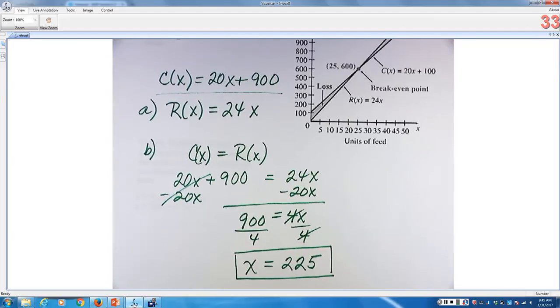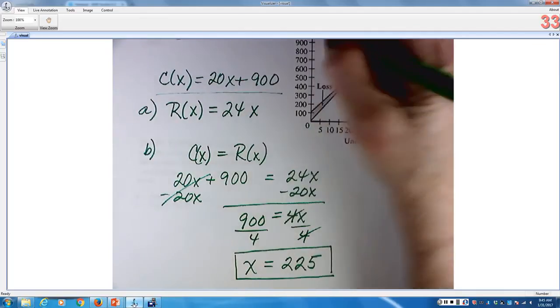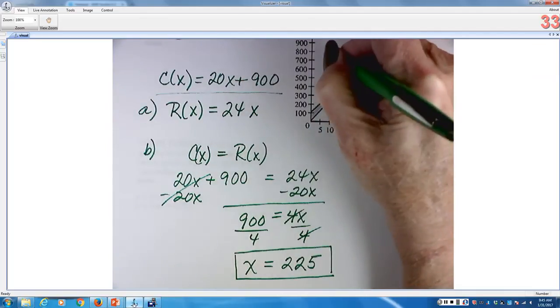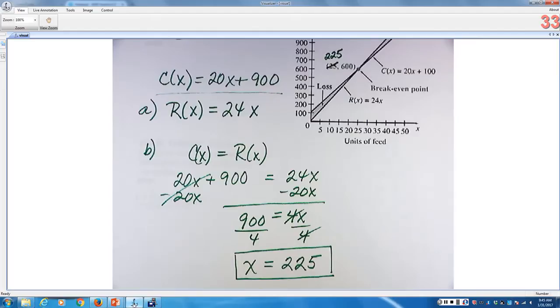Okay? Now I think there's a typo, because this is supposed to be 225. I copied that straight out of the book. You would think that would get it right.